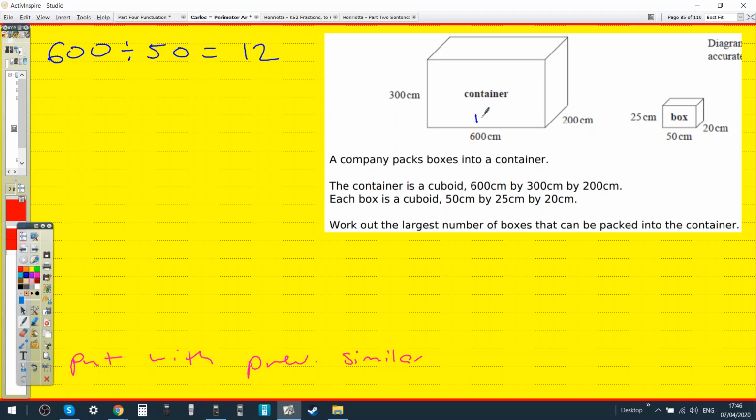And then 300 divided by 25, which is also 12. Okay. And then 200 divided by 20, which is 10. So that will go for the length.